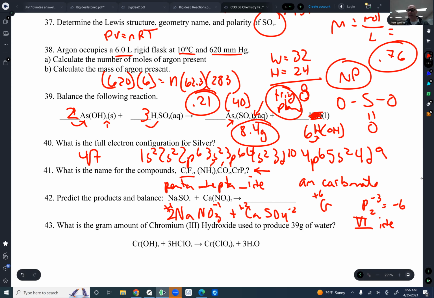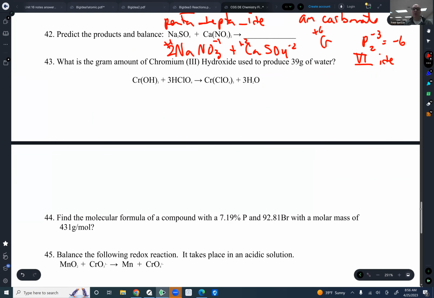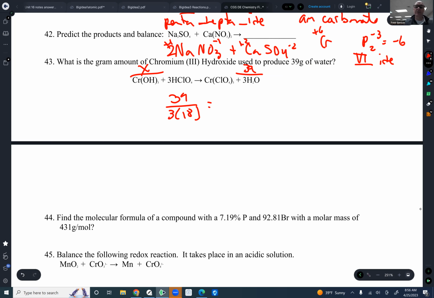Now next is a stoichiometry problem. 39 grams of water. How many grams of sodium hydroxide? So we'll put 39 over 3 times 18. The weight of water equals X over the weight of chromium, which is 52. 52 plus 16 plus 48 plus 3 is 103. So cross multiply: 39 times 103 divided by 3 divided by 18, and you get 74 grams.